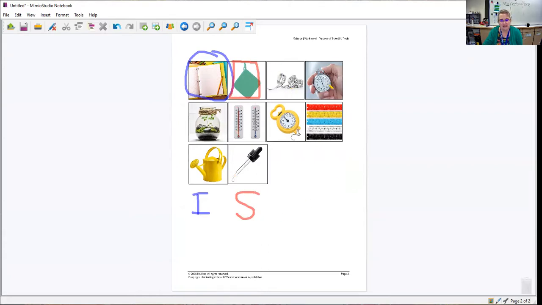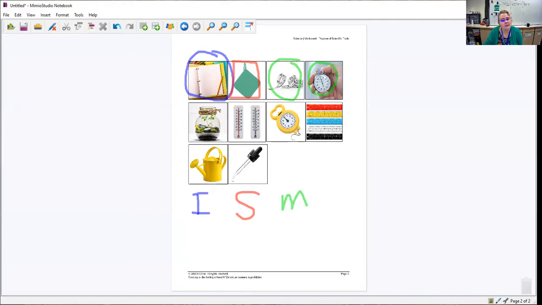Measuring tape and a stopwatch, those are things that measure. So I want to get my green for that. I chose green, and so green means measure. So a measuring tape and a stopwatch are tools that we would use to measure with. And down here is a reminder.